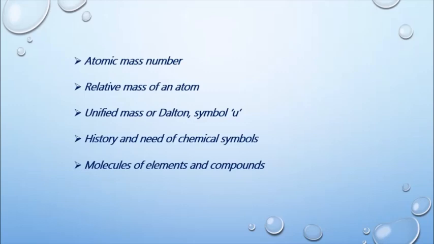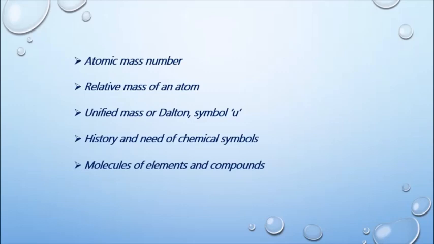Now here are a few terms which you have studied in your previous class. For example, first is the atomic mass number. Do you all remember what the atomic mass number is? The number of protons and the number of neutrons in the atomic nucleus is called the atomic mass number.